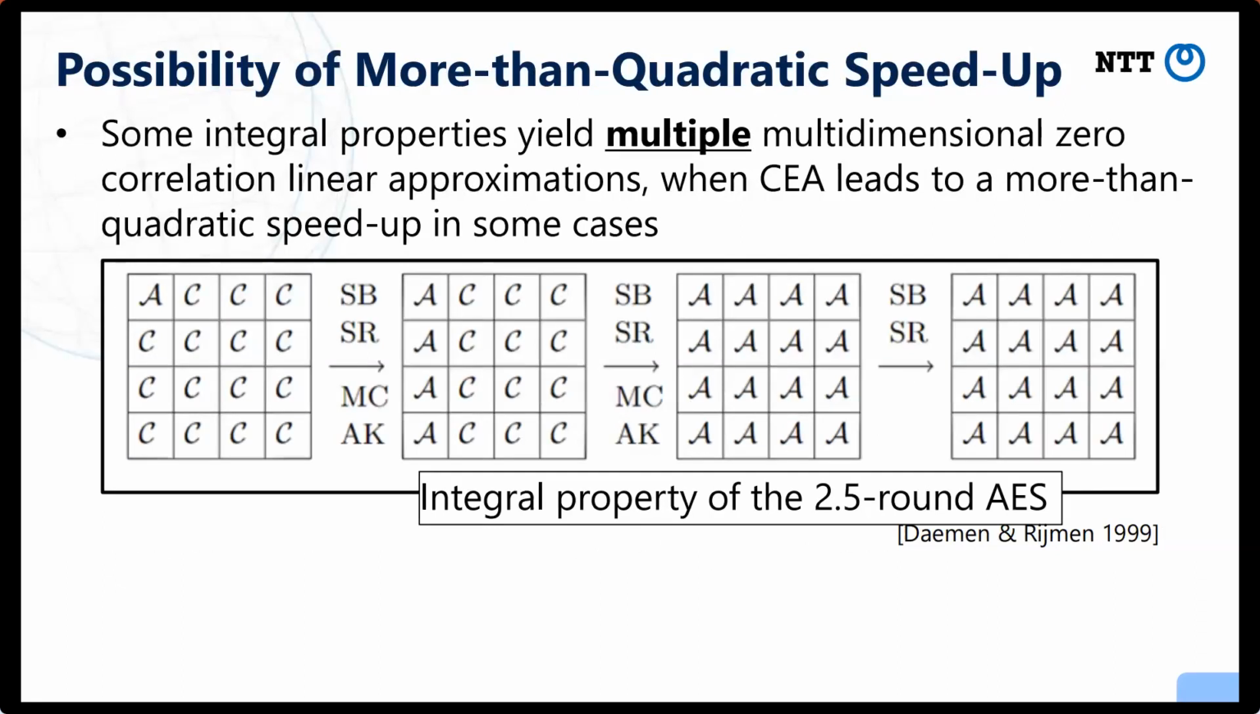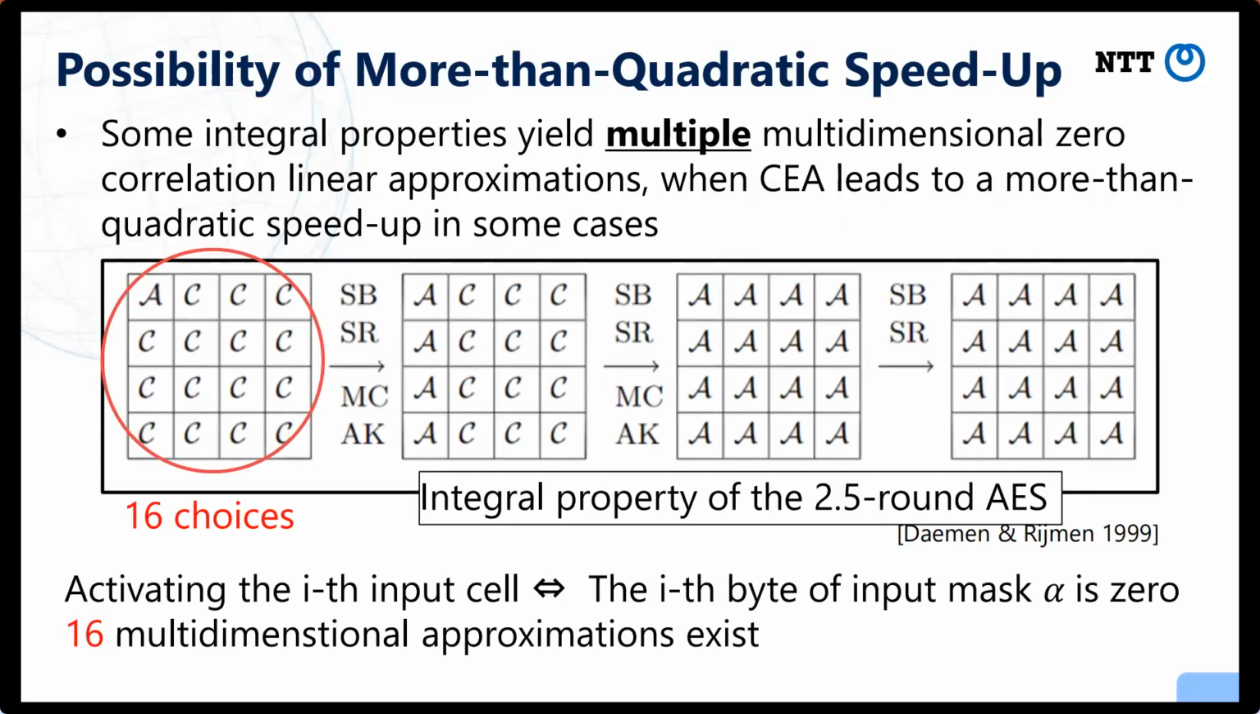And next, I'd like to explain the possibility of more than quadratic speedup. So in some integral distinguishers, the integral property is a multiple multidimensional zero correlation linear approximation. And so in some specific cases, we can achieve more than a quadratic speedup by using CEA. For instance, recall that the integral property of the 2.5 round AES looks like this. If one cell of the input takes all values, then every cell of the output also takes all values. And now we have 16 choices about which cell to activate.